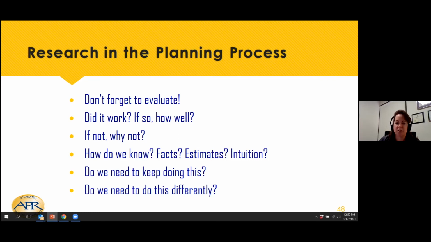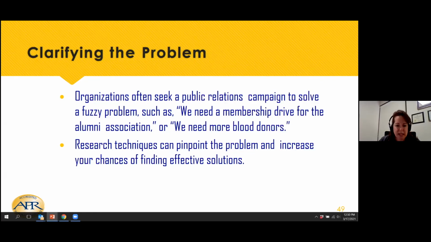And your research helps you with that evaluation, because you go back to your research and you use the same techniques that you use to pinpoint the problem to evaluate the success of your program, of your plan.